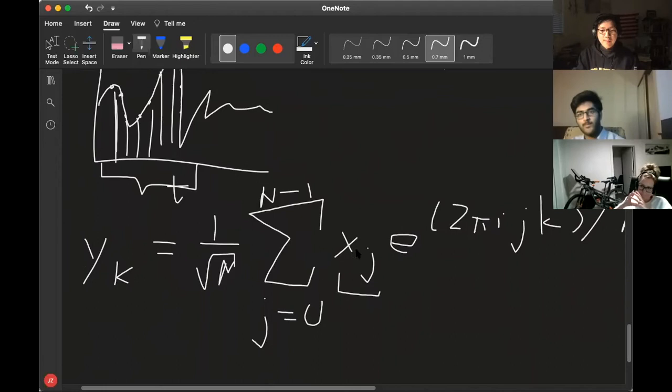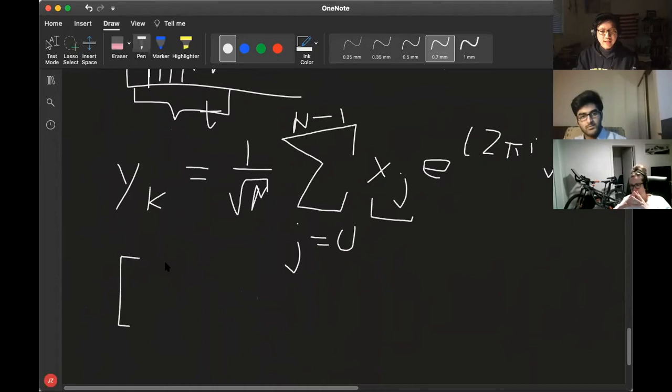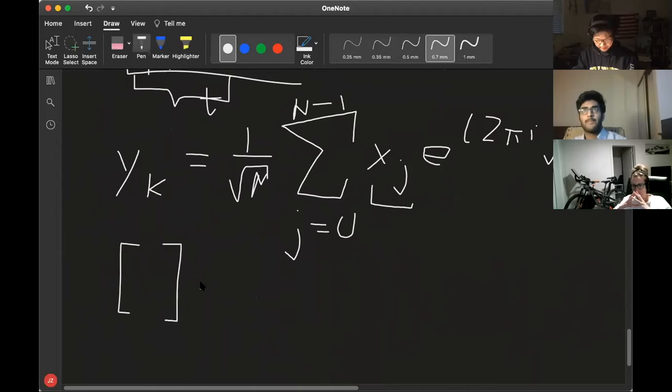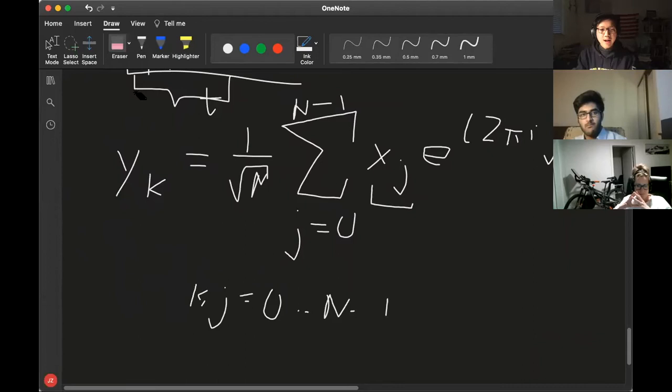Oh, and I should mention here, it'd probably be nice to see things here. So if this is my vector y, this would be indexed using y sub k. Okay, k and j would be their own independent indices here. So k and j would range from 0 all the way to n minus 1, where n is the number of elements inside your vectors for y and x.